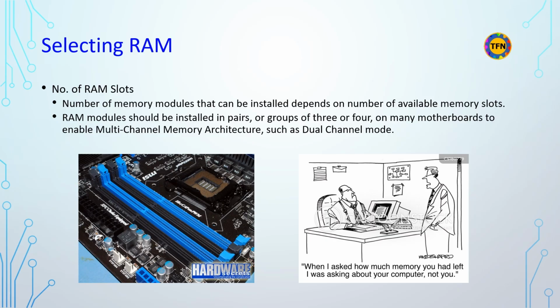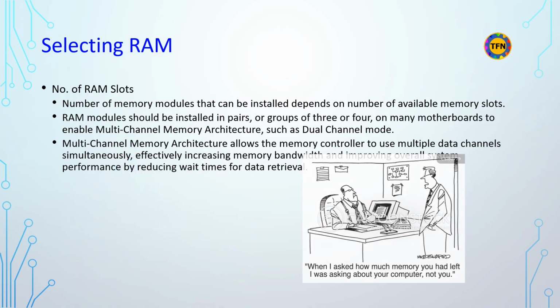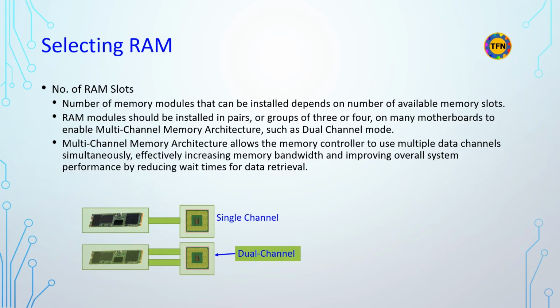It depends on number of available memory slots, capacity of each module, overall capacity supported by the system, and capacity we need. It is noteworthy that RAM modules should be installed in pairs or groups of 3 or 4 on many motherboards to enable multi-channel memory architecture, such as dual-channel mode. Multi-channel memory architecture allows the memory controller to use multiple data channels simultaneously, effectively increasing memory bandwidth and improving overall system performance by reducing wait times for data retrieval.